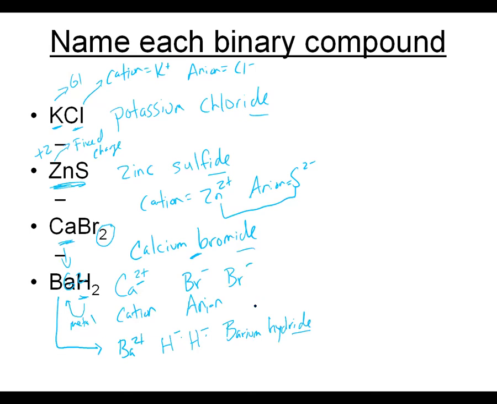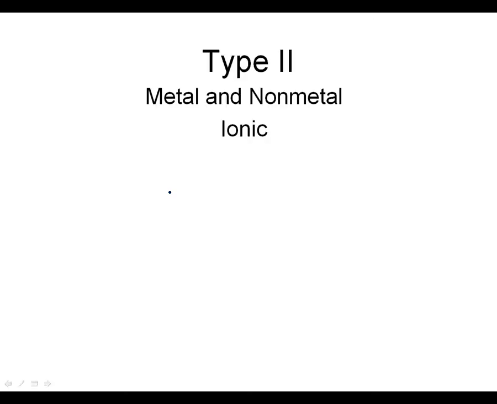Okay, so that is type 1. Let's talk about type 2. Now, type 2, pretty much the same deal as type 1. It's still an ionic compound, which means we have no sharing of electrons here.